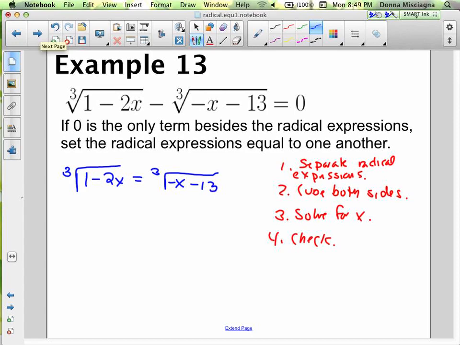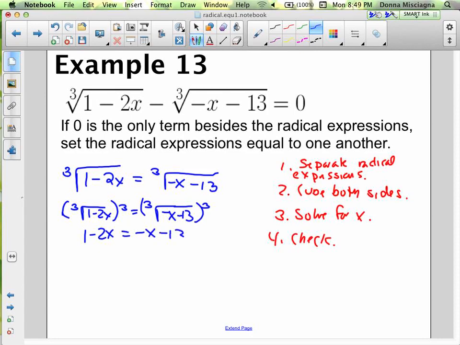And now we'll cube both sides. Right? So we have the cube root of 1 minus 2x cubed equals the cube root of negative x minus 13 cubed. Cube root and cube cancel. We've got 1 minus 2x equals negative x minus 13. Let's get the x's on one side, the constants on the other. All right, so let's add 2x to both sides. That gives us 1 equals x minus 13. All right, negative x and a positive 2x would be x.